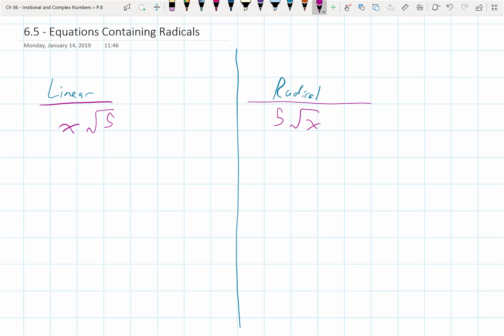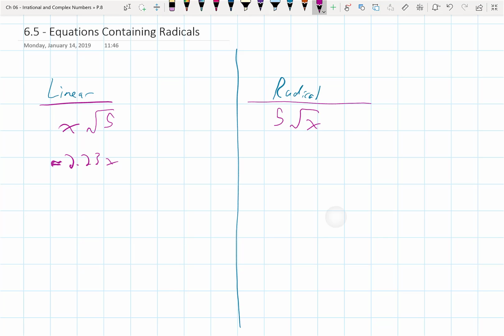There's a variable in the radical. If you figure out the square root of 5, the first one is mostly equivalent to about 2.23x. Okay? And so it's linear. It's linear with an irrational coefficient, but it's still linear.